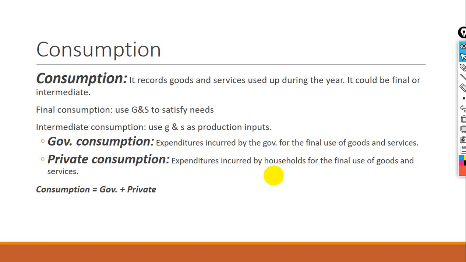As from the definition of GDP, it is the market value of all final goods and services. So final consumption only will be included, whether for the private sector or the government. Consumption by the private sector is the consumption by households. If you add government consumption and private consumption, this is going to be total consumption in the country.